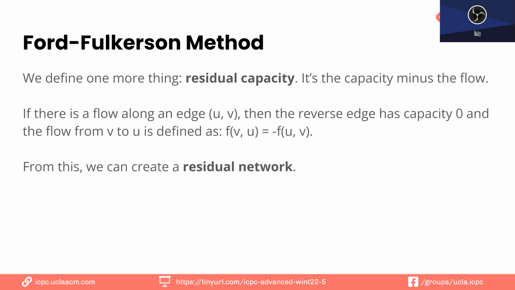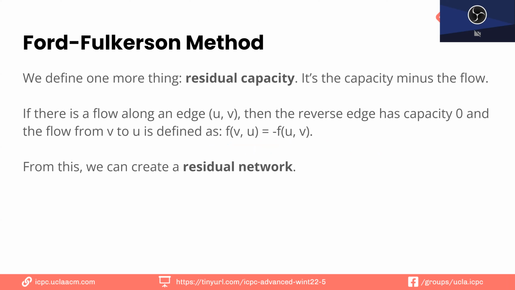We need to define one more thing, the residual capacity. The general intuition is that it's the leftover available space that you can push flow through. If you have a pipe that's operating at half capacity, then the residual capacity is the other half. Or if it's 2/3 full, then 1/3 of the capacity is left. We just keep track of how much available water we can push through.